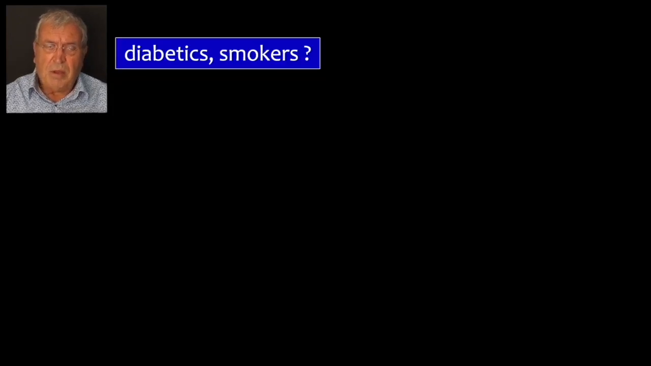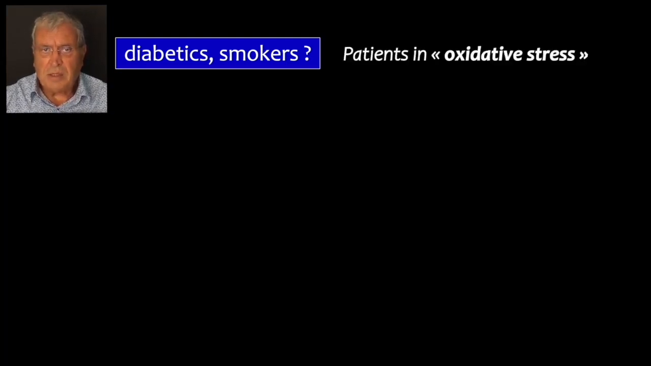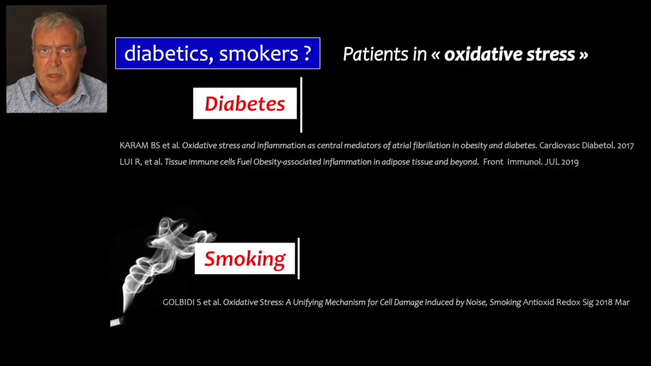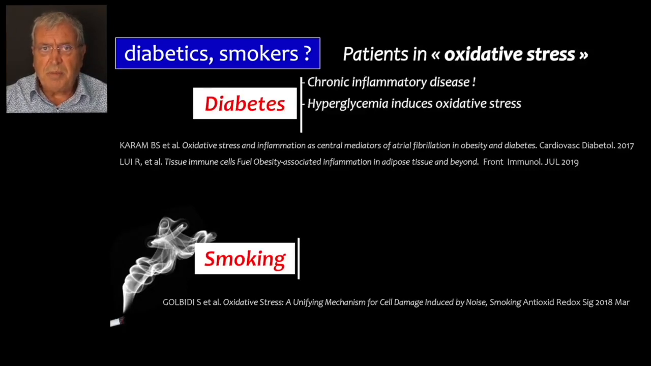We know that diabetic and smokers, they are meeting more complication because they are in oxidative stress. Diabetes is a chronic inflammatory disease. Hyperglycemia induces oxidative stress. Diabetics are deficient in vitamin D.